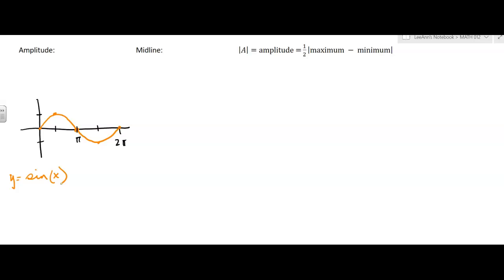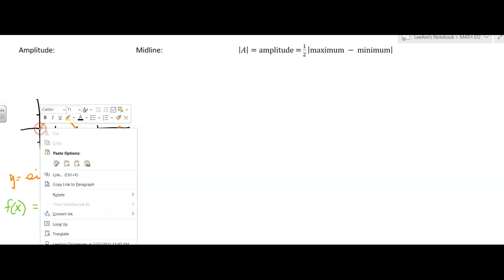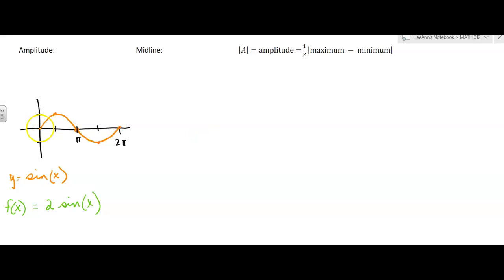Now let's have a new function, f of x equals 2 sine x. So for every output, we're going to multiply it by 2. So the output at 0, 0 is 0. 0 times 2 is still 0. I'm going to try to put it right on top here. Hopefully it'll let me. So that 0, 0 point would be the same.